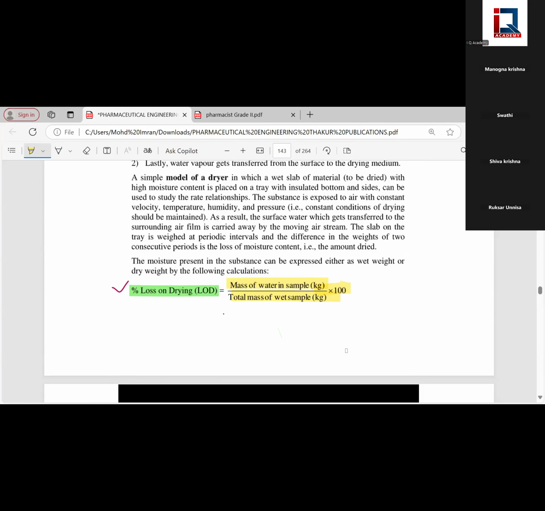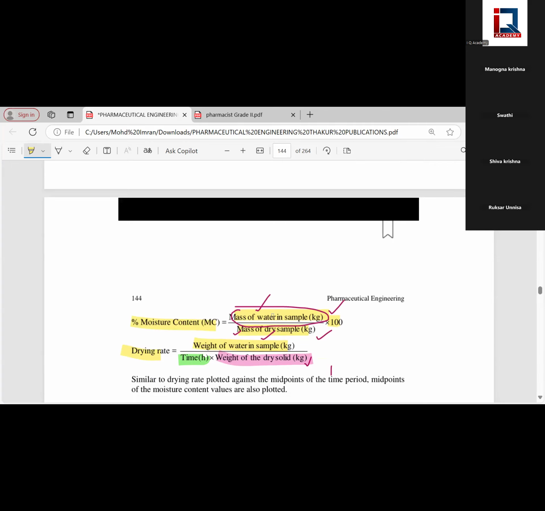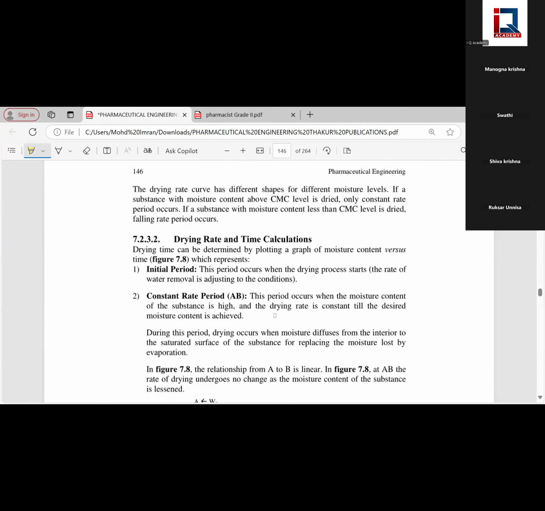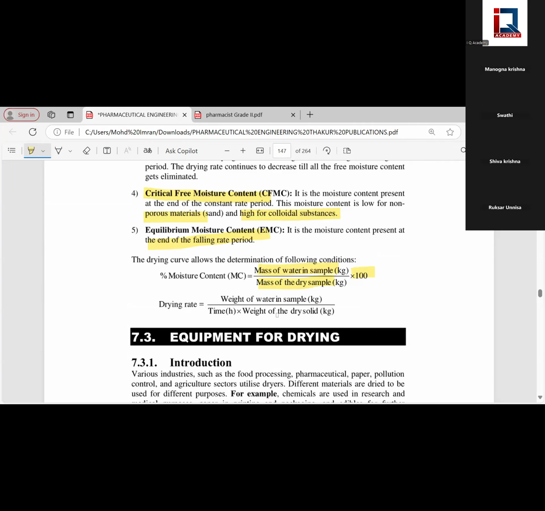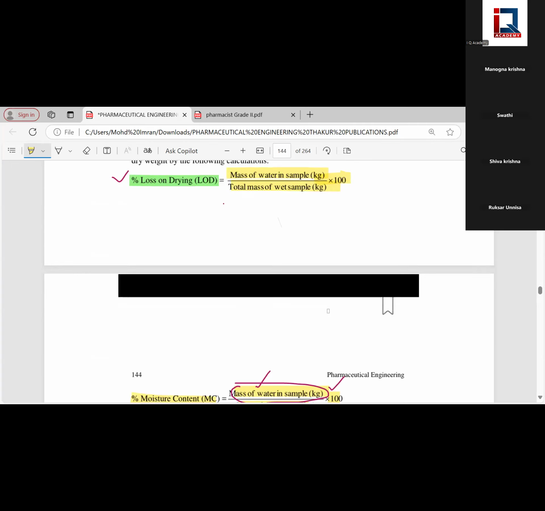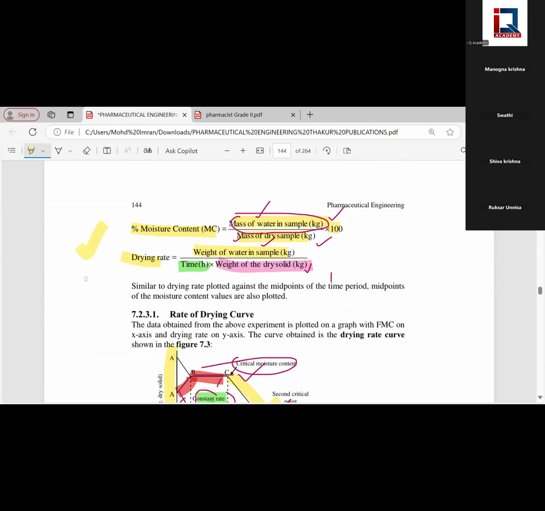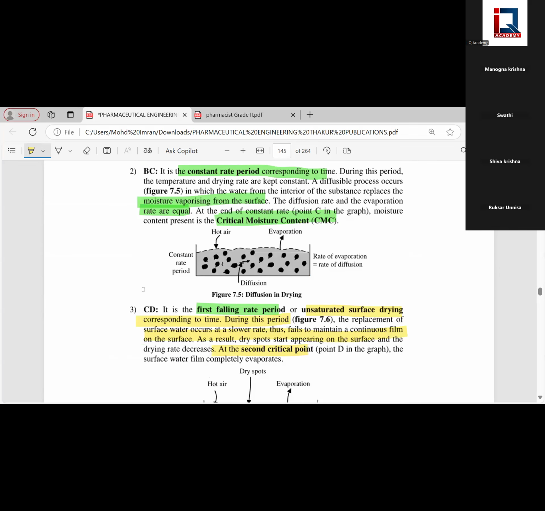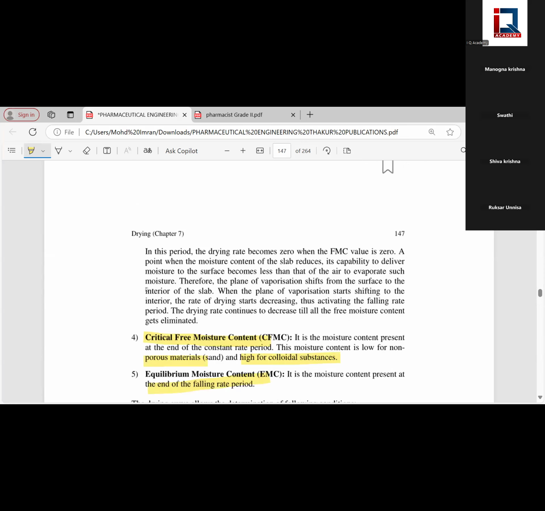Yes, moisture content. So again the formula is repeated here. Drying rate was already discussed: weight of water sample into time by the weight of dry solid. Right? So these two things were already discussed. So this is about the drying rate curve.